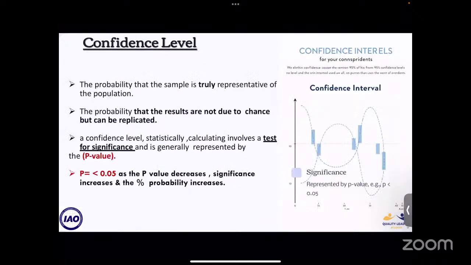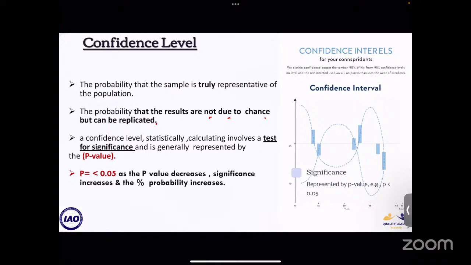For the confidence level and p-value. Confidence level is commonly used in scientific research, particularly when reading or conducting studies. What is the confidence level? This is the probability that the sample is truly representative of the population, because this indicates how likely it is that the results are not due to chance, but can be replicated. So it helps us to determine whether the results of a study are reliable or simply occurred by coincidence.